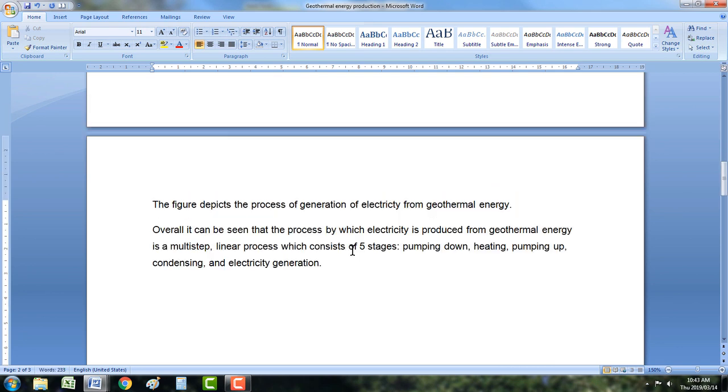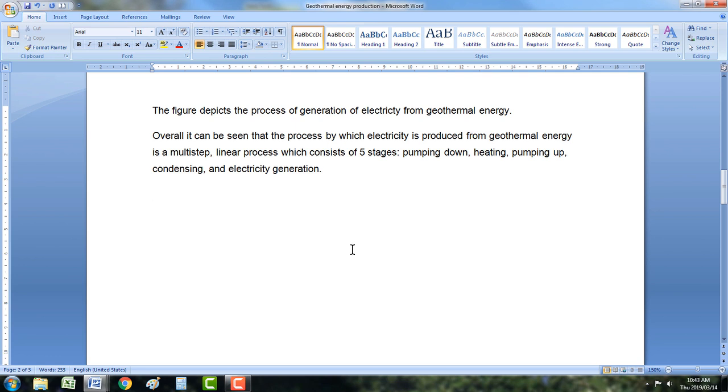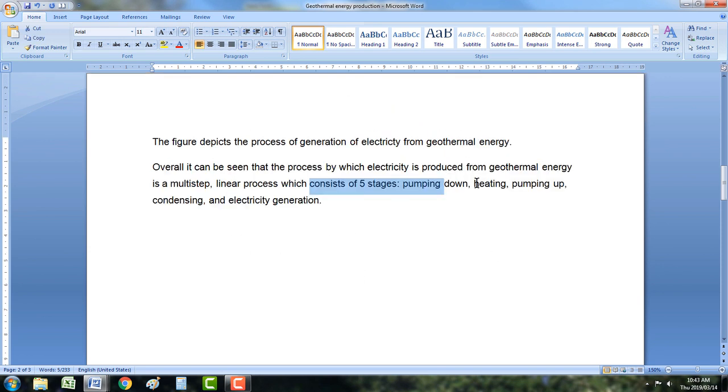And there you go, there's your very nice overview. Overall, it can be seen that the process by which electricity is produced, very nice, from geothermal energy is a multi-step linear process, which, so we've got a lovely complex sentence there, consists of 5 stages, and we've given the overview of the stages, given them some names. What happens if you can't do this? It's possible you can't do this. Then try and think of some other information that you can give.